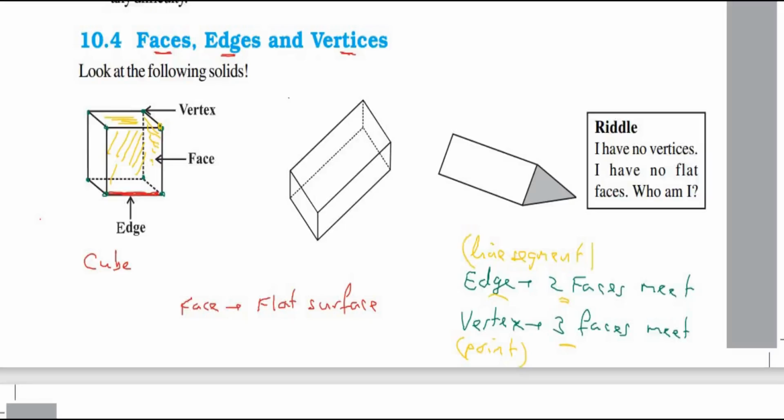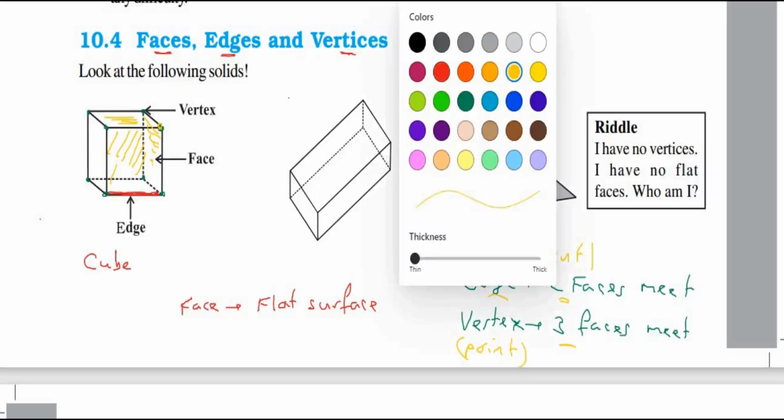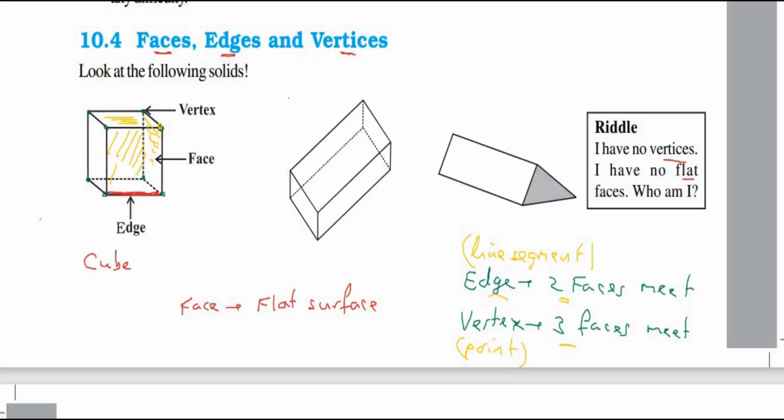Now a riddle is there. The question is, I have no vertices. I have no flat face. So who am I? I would think it's a sphere. A sphere, a ball, has only curved surfaces. No flat face and no vertices, no point.